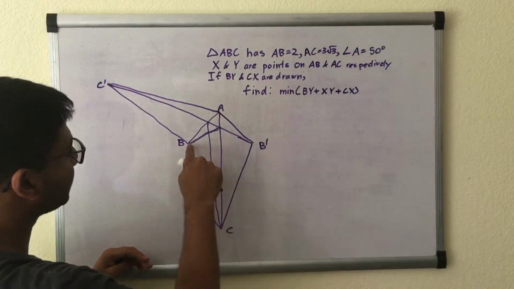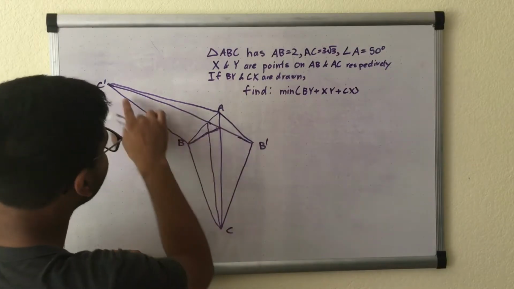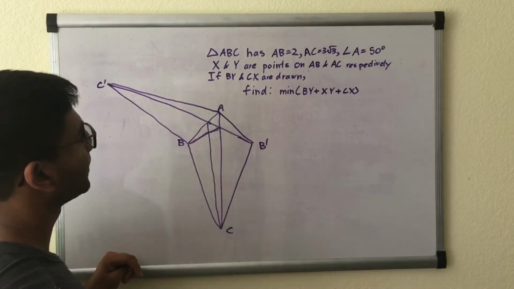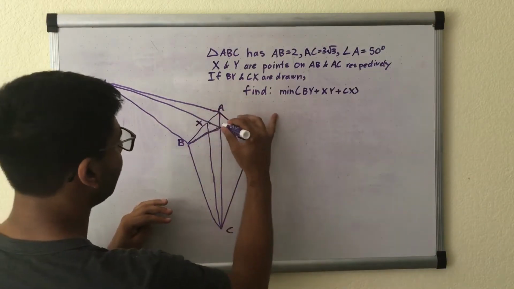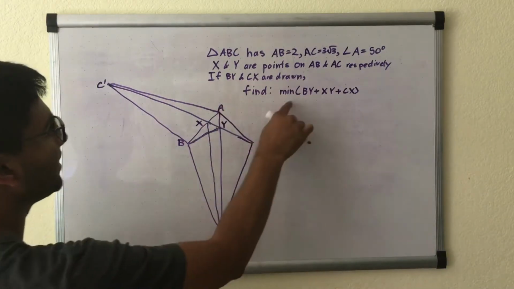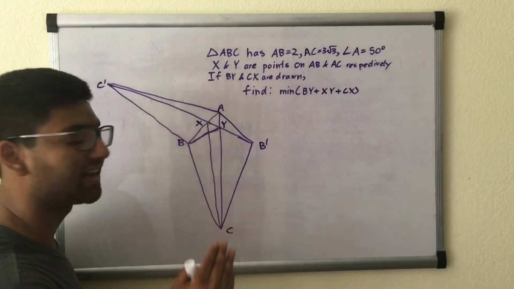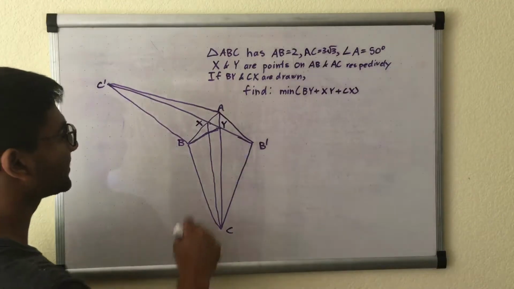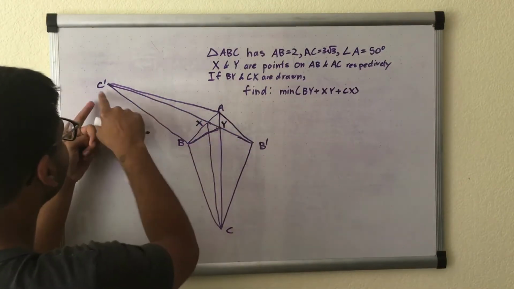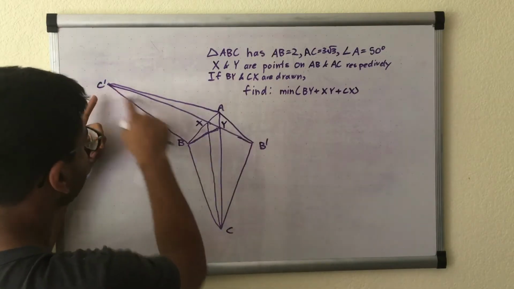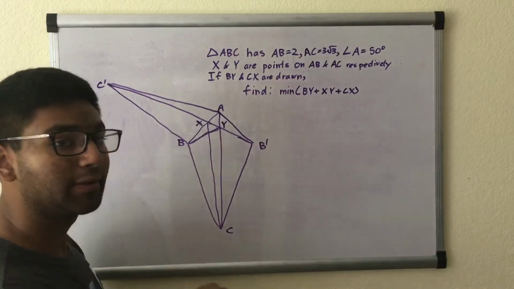So the sum of these three segments, 1, 2, and 3, is the same as this one segment from B prime to C prime. So by doing this, we've actually found our points X and Y that minimize this sum. All we need to do now is find the sum of the three line segments. But since the sum of these three line segments is the same as the distance from B prime to C prime, all we need to do is find the distance from B prime to C prime. And we can do that.